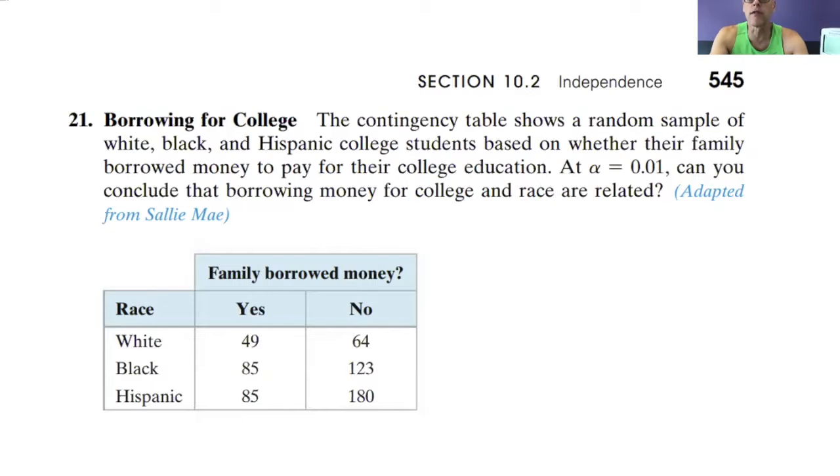This problem also gives us a sigma, 0.01. So that means we need to get a p-value of less than 0.01 if we're going to reject our null hypothesis and conclude that borrowing money for college is related to the race or the origin of the family.